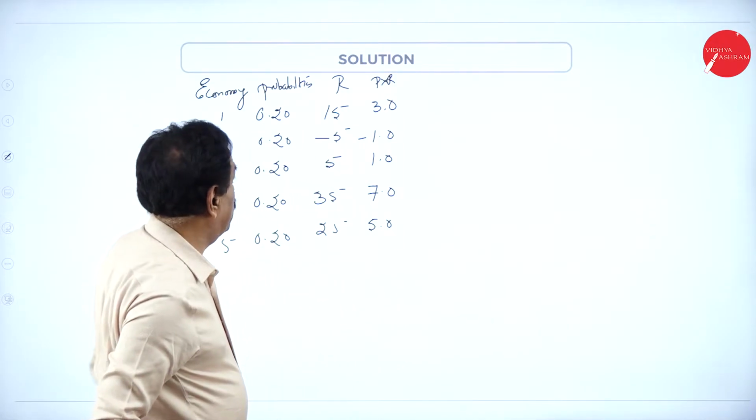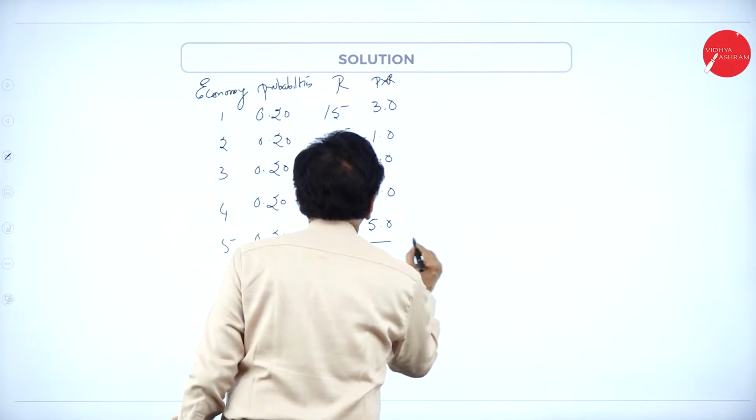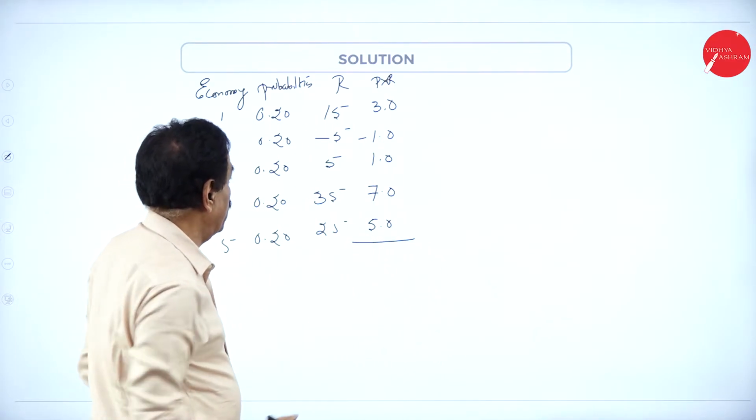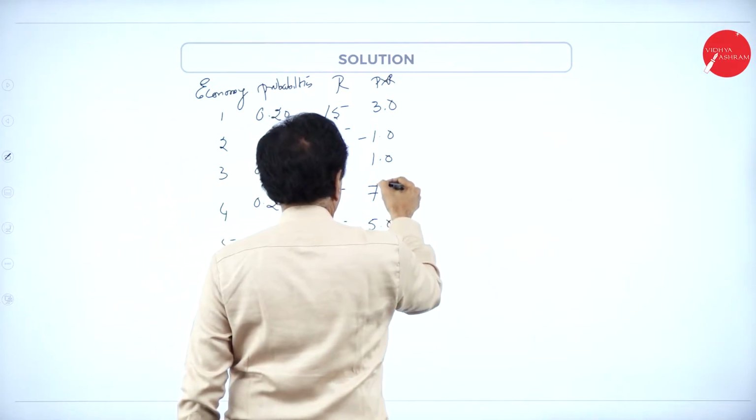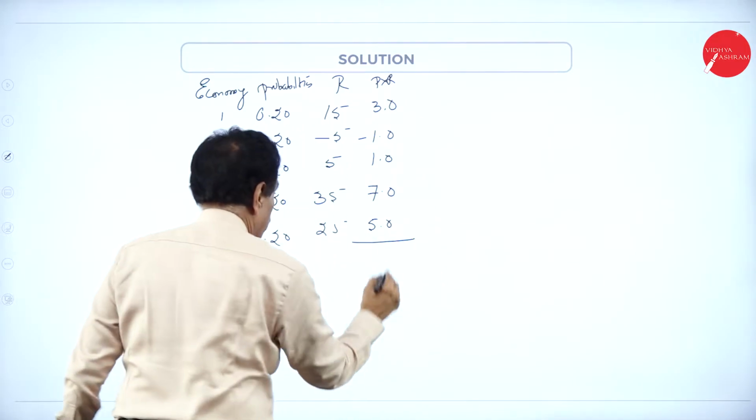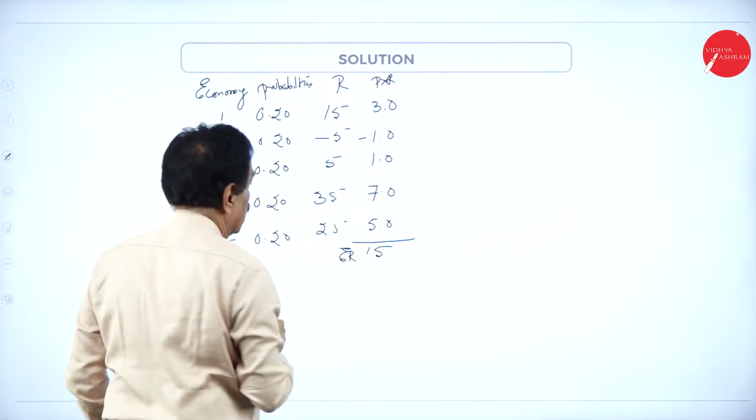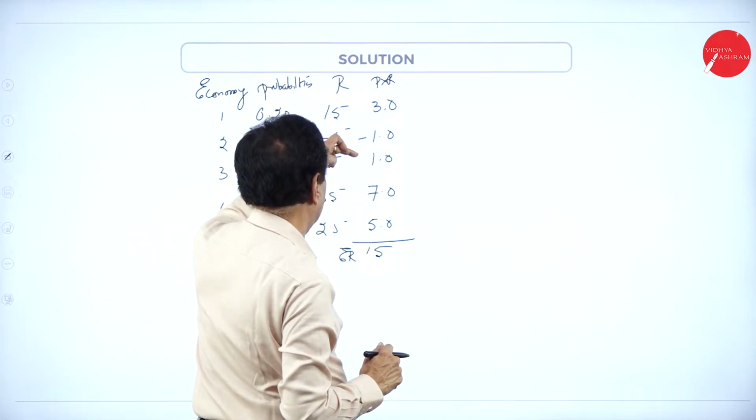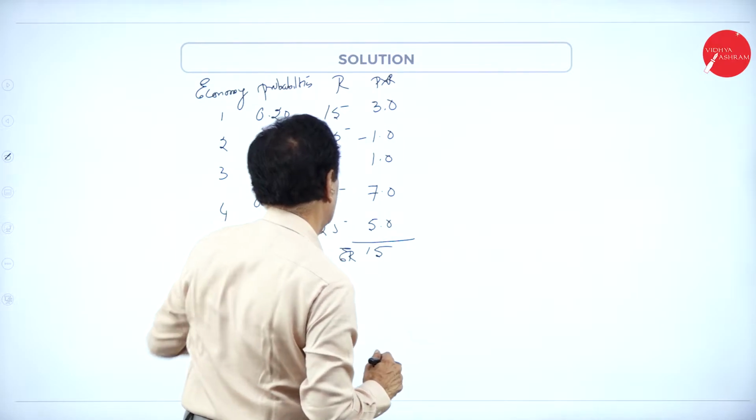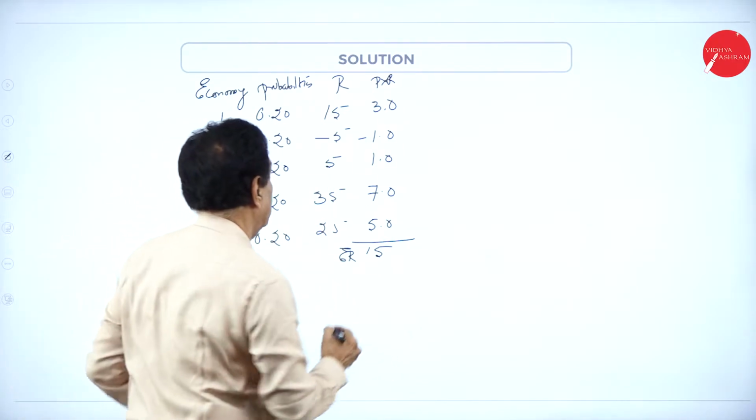This is the expected return. Add the figures: the 1 cancels out. 7 plus 3, 10 plus 5, 15. This is your expected return. 7 plus 5, 12 plus 1, 13, plus 3 is 16, the 1 gone means 15. Expected return is 15.